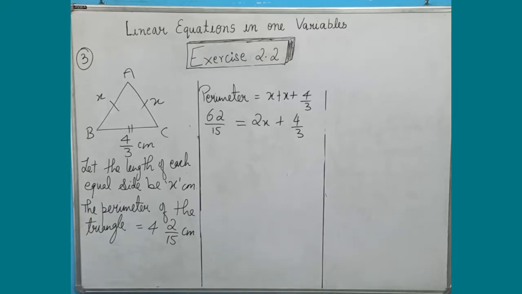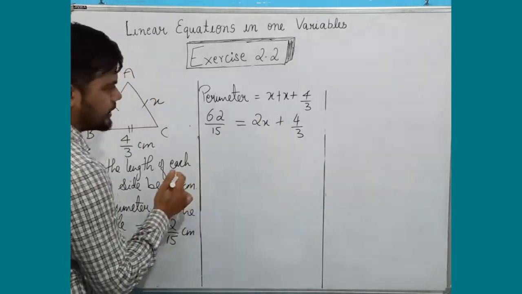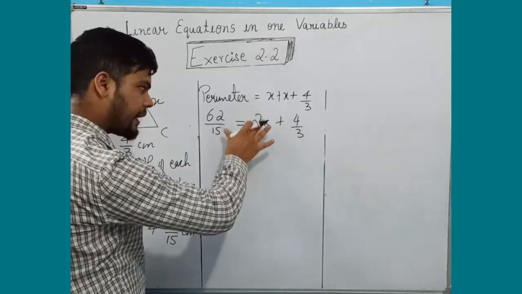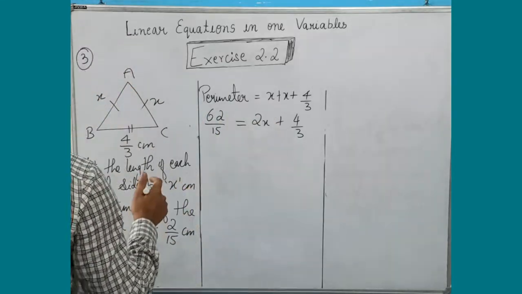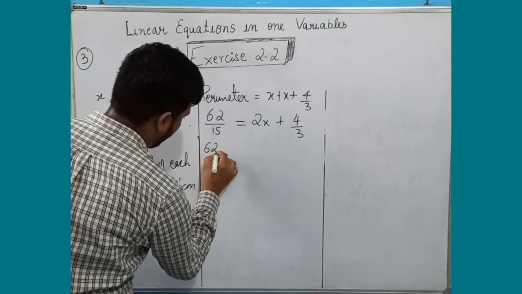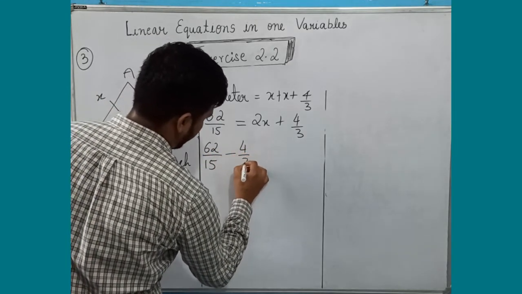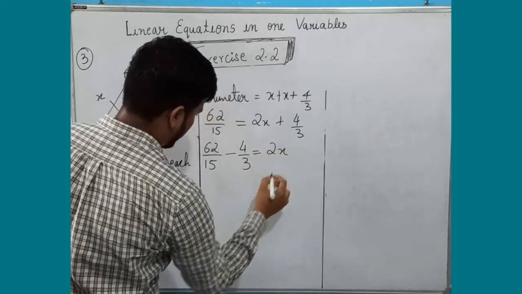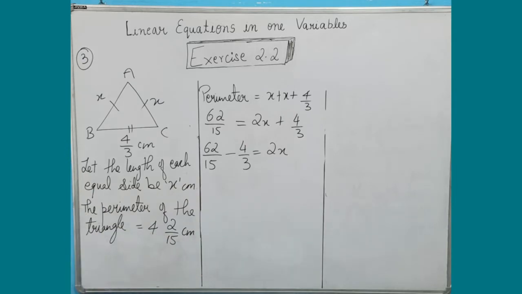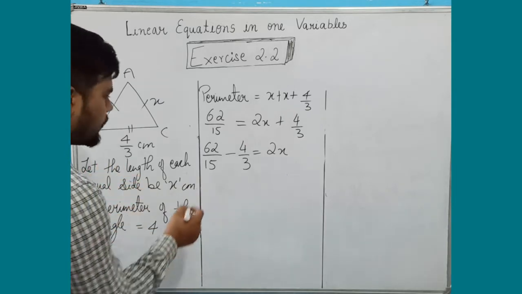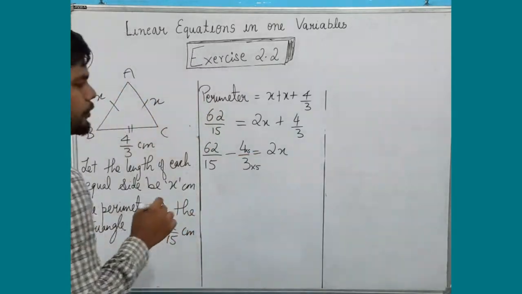Now if you look very closely, we are going to transfer this 4/3 onto the other side, that is LHS, because 2x will remain wherever it is, right? We have done this in exercise 2.1. If you have not seen the video, you can just check it out. So 62/15 will be here, and this plus will become minus, subtraction will be there. 4/3 is equal to 2x. Now if you find the LCM of 15 and 3, we know that LCM is 15. So we need to multiply this 3 by 5.